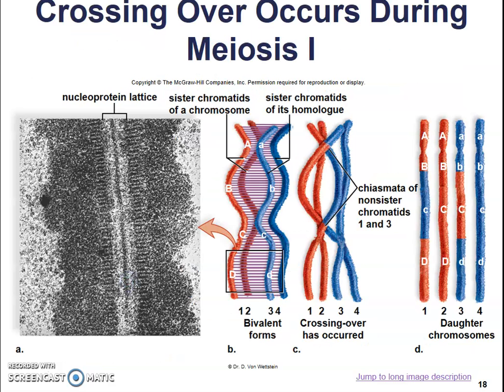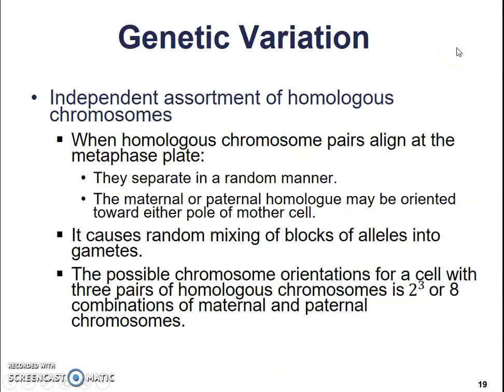So here we have a diagram. You can see the lattice holding the two non-sister chromatids together. Here you can see exchange happening, and here we have the result of that crossing over. You'll notice that they are different, okay? They have traded some of their DNA, some of their genes.